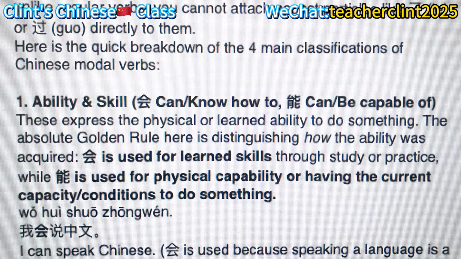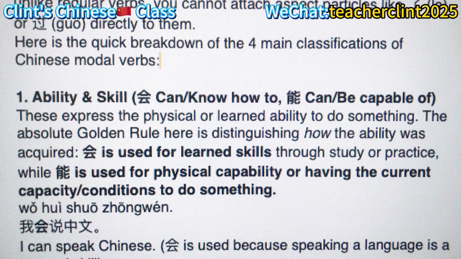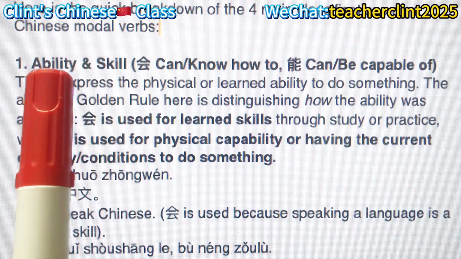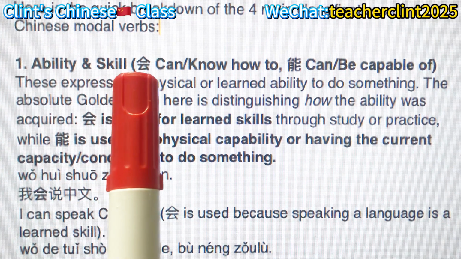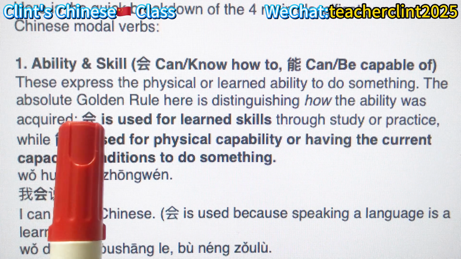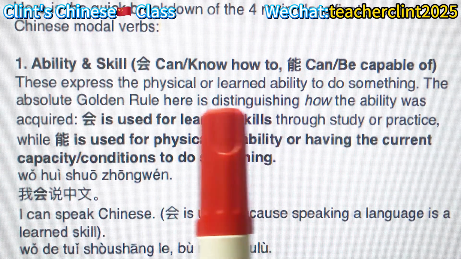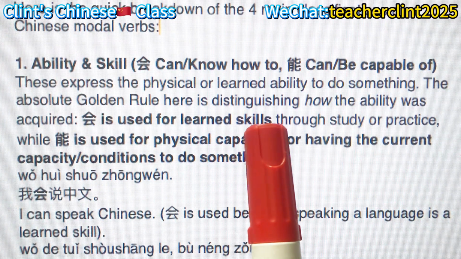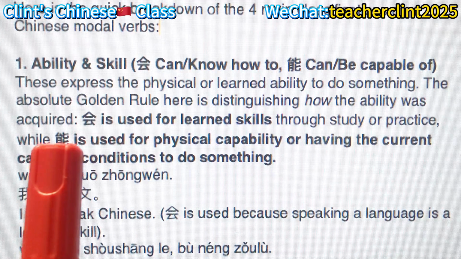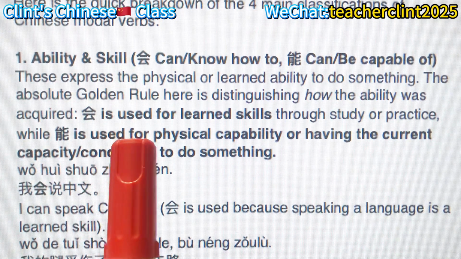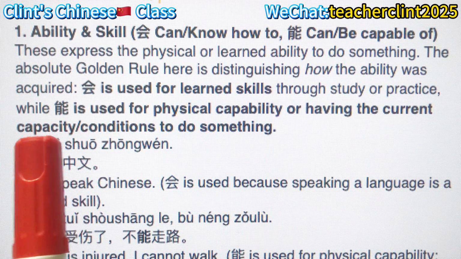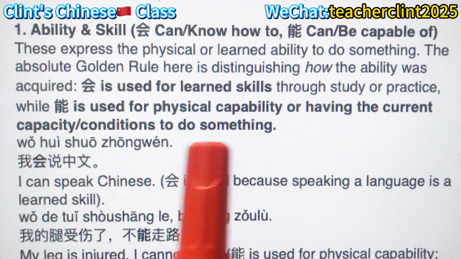Now, let's take a look at the 4 types of modal verbs in Chinese. The first type shows ability or skill. So they are 会 and 能. 会 is used for learned skills. For example, you can cook, you can play the piano, right? These are the skills you will learn through study or practice. And 能 is used for physical ability or having the current capacity or conditions to do something.